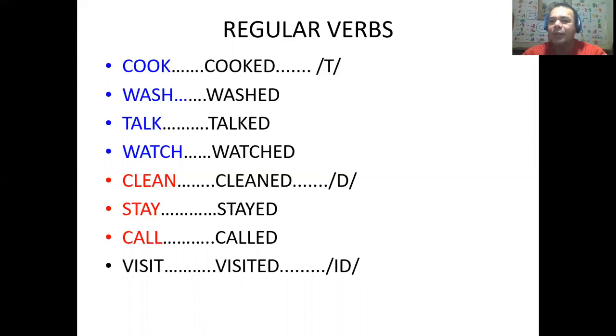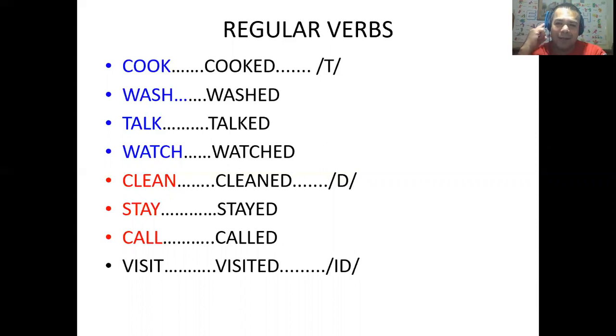The second sound in the regular verbs is the D sound. It's like cleaned, stayed, called. So that's the D sound, okay, or the second sound for the regular verbs, the ones that are in red color. And the last one is the IT sound, okay? As an example, here we have the verb visit, but in past form is visited. All right, so that's the sound, IT, visited, IT, visited.